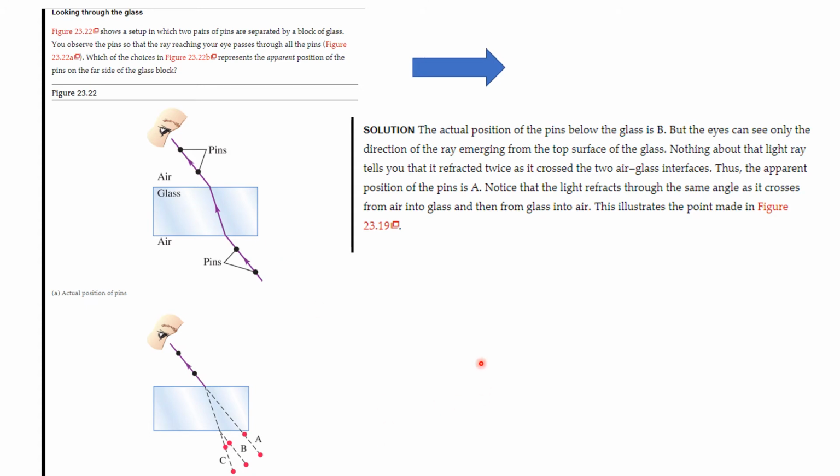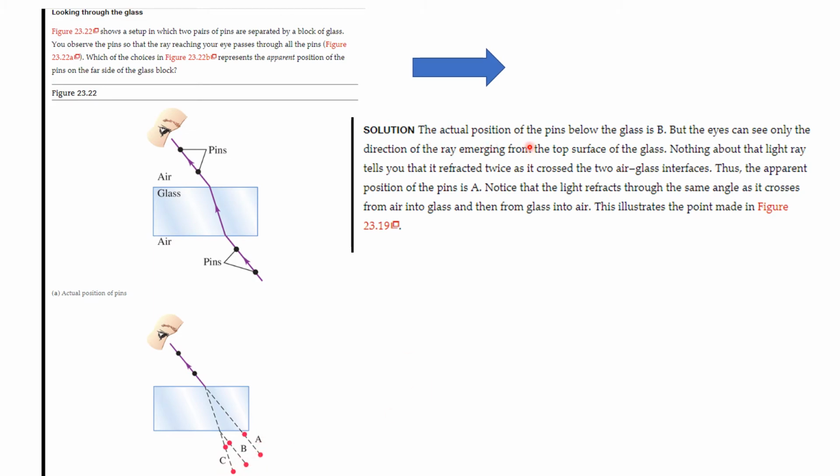Here's another example. So we have a setup in which two pairs of pins, so here are two pins, and here are two other pins, separated by a block of glass, and you observe the pins so that the ray reaching your eye passes through all the pins. So you see you're looking like that, and you think that your eye is looking actually through all of the pins. So which of the choices represents the apparent position of the pins on the far side of the glass? We have A, B, and C.